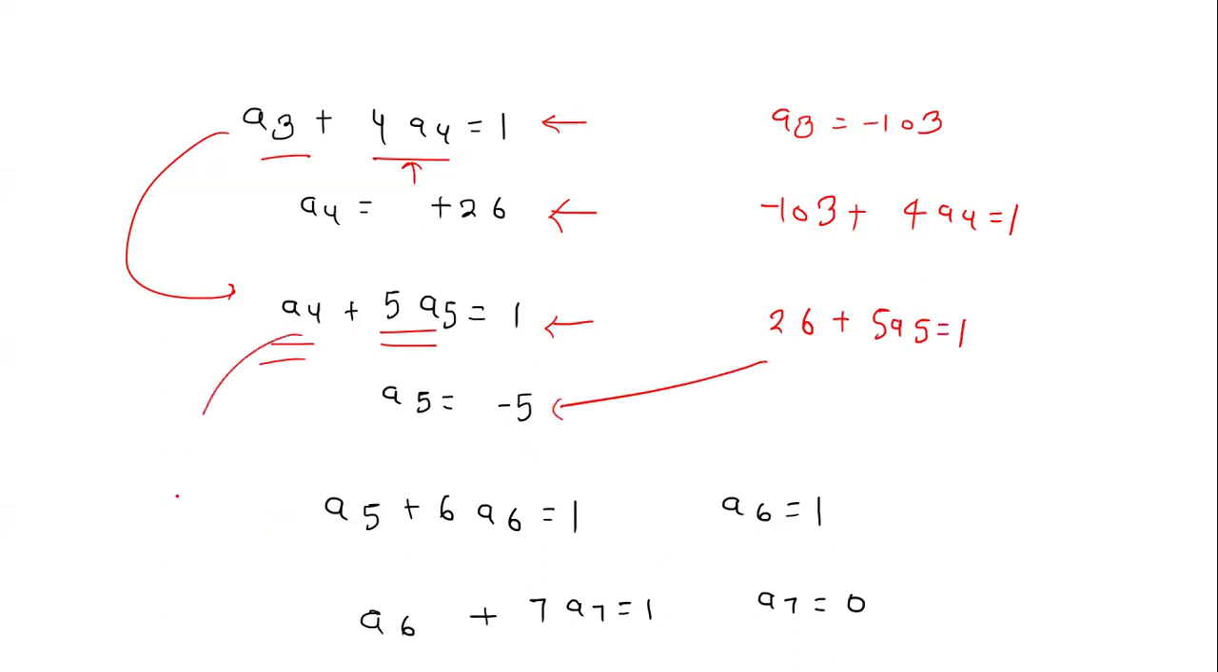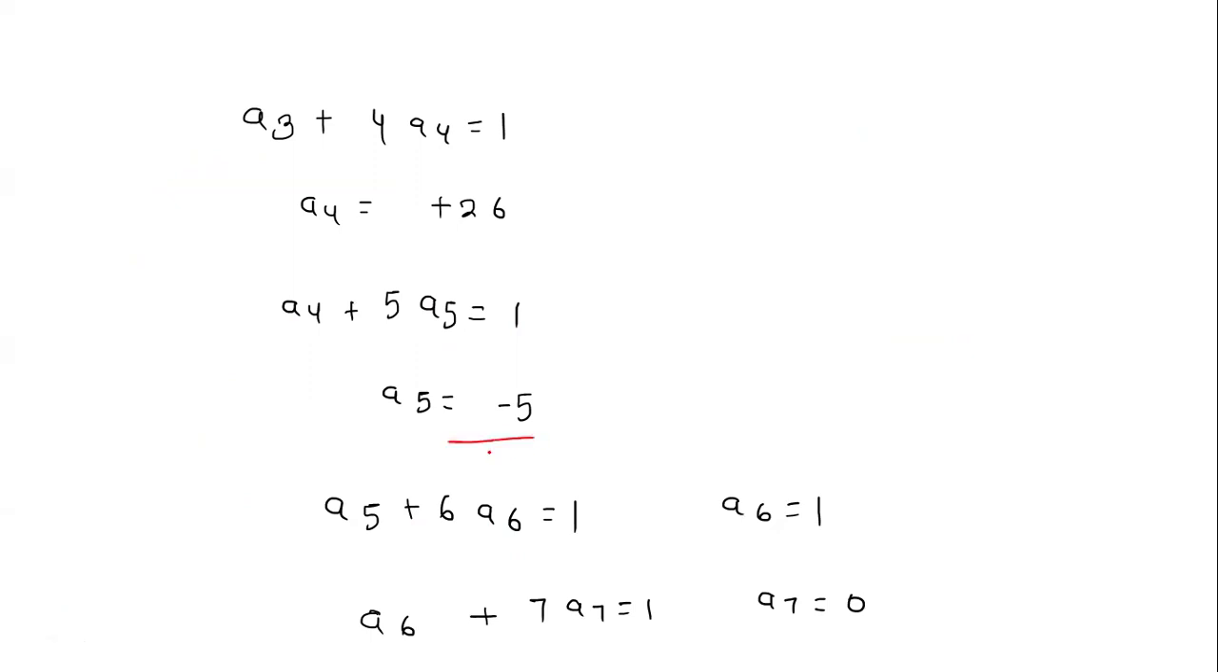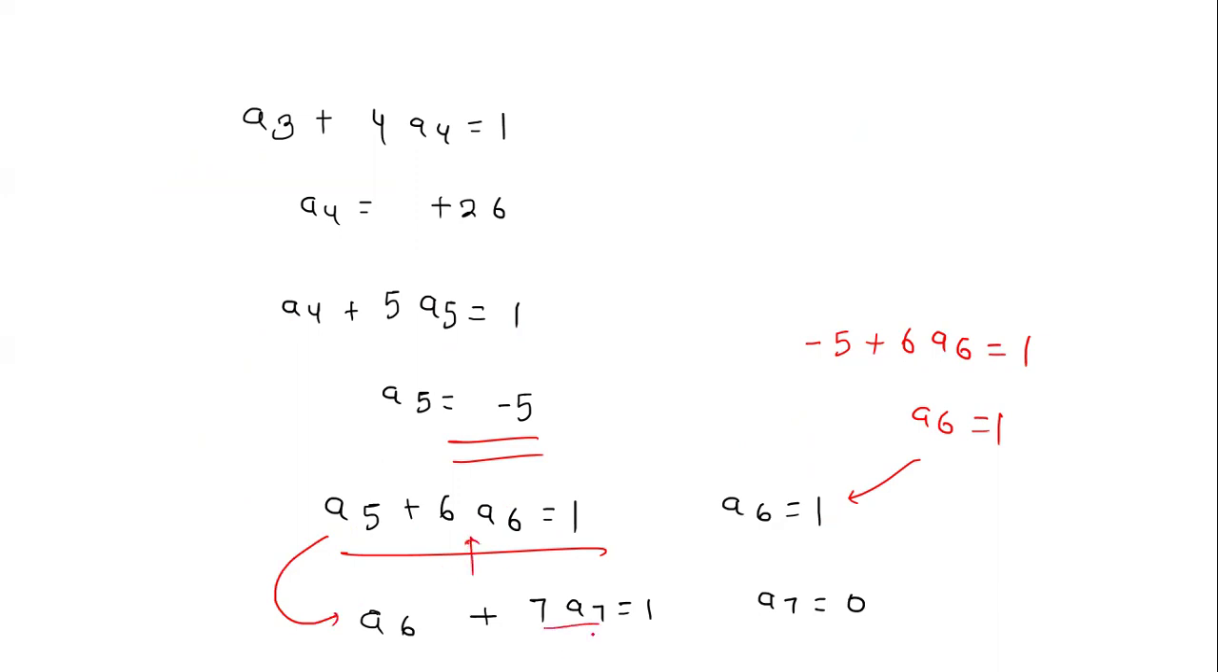So now you can increment this by 1. This 5 times a5 will become 6 times a6. You know this a5 value, so you can replace it in this, so it will become like this. So the a6 value you will get as 1. And now you can make another equation: you increment this by 1. This 6 times a6 will become 7 times a7, but the a6 value is 1. So this will come like this. So this a7 value will become 0.